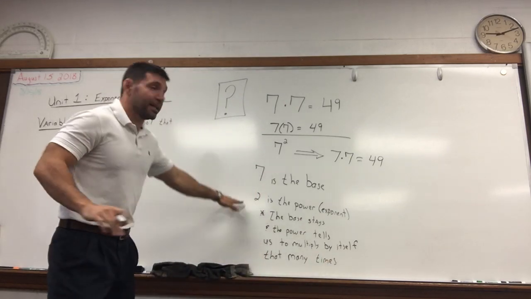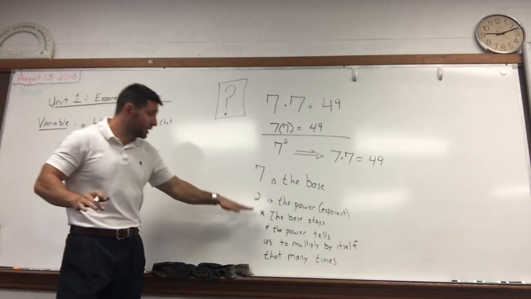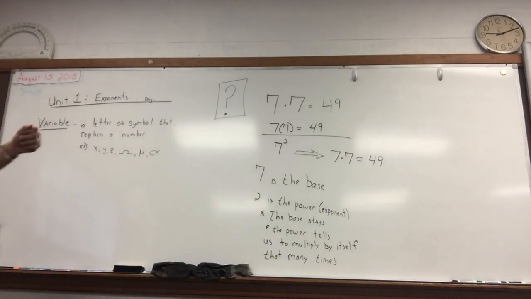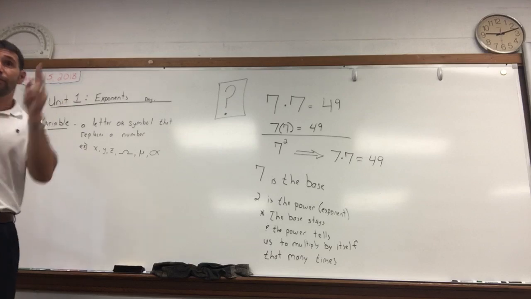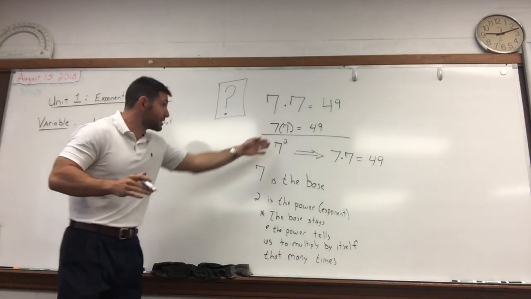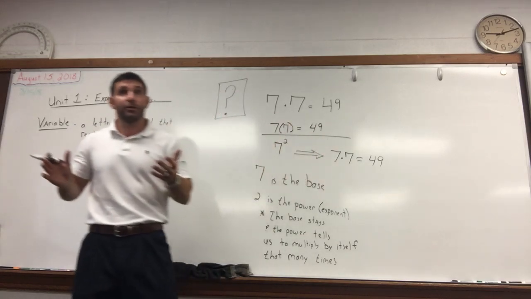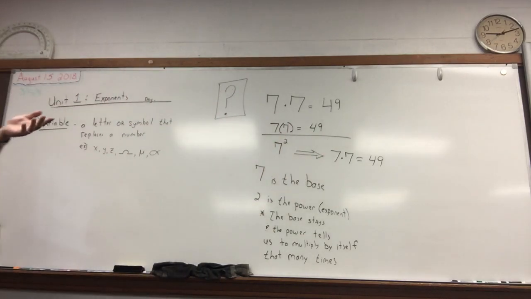Again, if you can't read this because you're in the back, I'm going to read it again. The base stays, so that 7 stays. The power tells me I have to multiply that 7 how many times by itself? Twice. So 7 to the second power is really 7 times 7. Pretty easy, right?